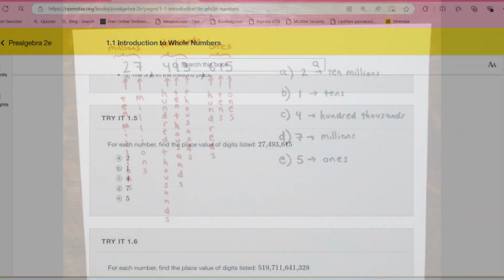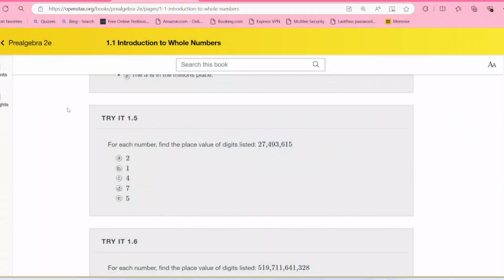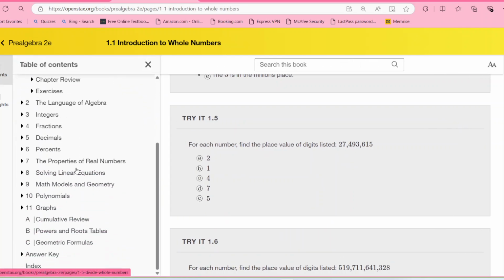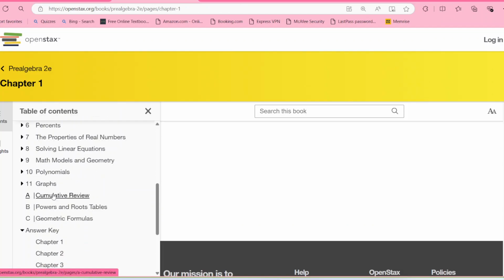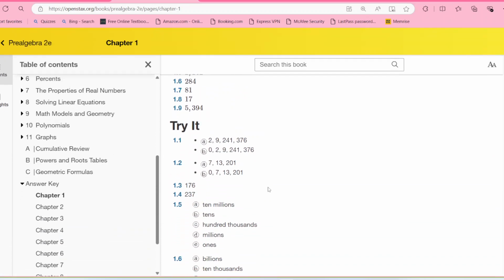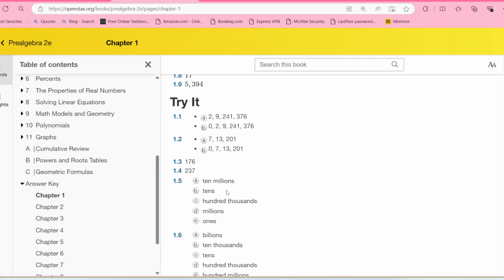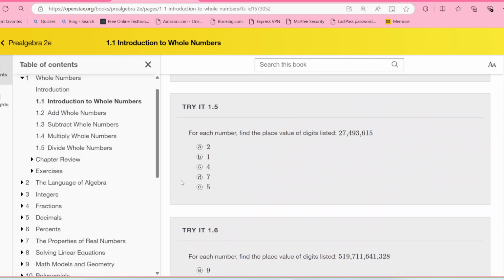And as I've shown you before, you can verify that you are correct by going to the table of contents. And at the very bottom, you should see an answer key. We are in chapter 1. And then this is try it 1.5, and I wrote all of these in this order, right? A was 10 millions, B was tens, C was 100,000s, D was millions, and E was ones. So we are correct. And then I click on 1.5 here. It takes me right back to the reading, try it, problem number 1.5.